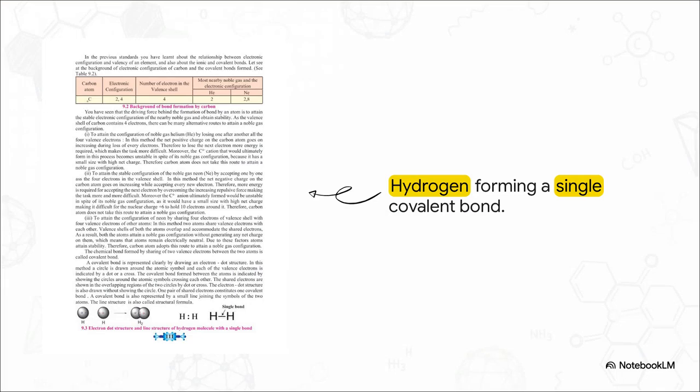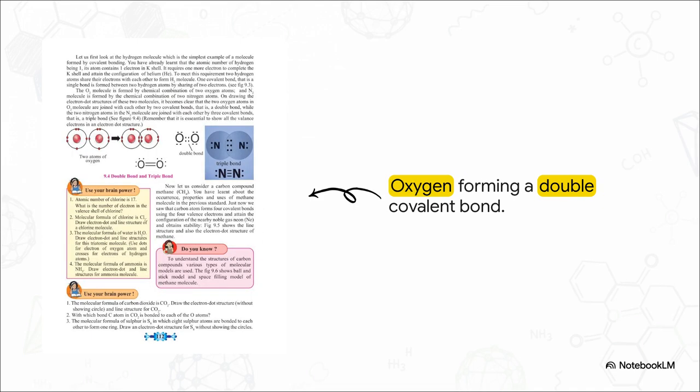Let us look at the simplest possible example to visualize this sharing. Here we have the electron dot structure of a hydrogen molecule. A single hydrogen atom has only 1 electron in its K shell and needs 1 more to become stable like helium. So, 2 hydrogen atoms come together. They overlap their valence shells and share their single electrons with each other. That single shared pair of electrons constitutes a single covalent bond, keeping both atoms perfectly stable and electrically neutral as an H2 molecule.